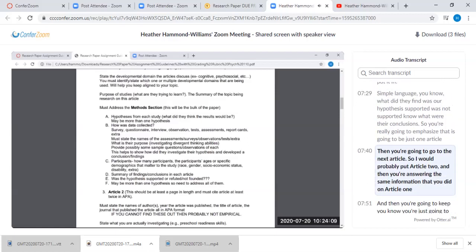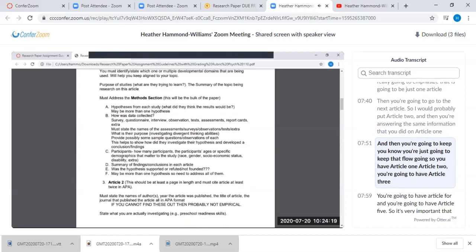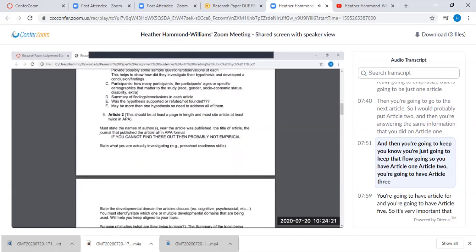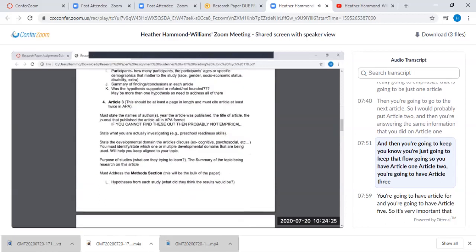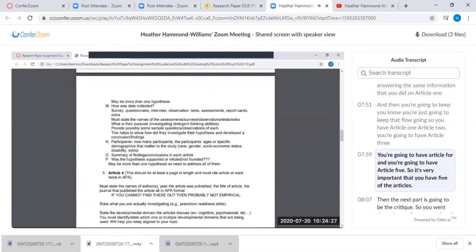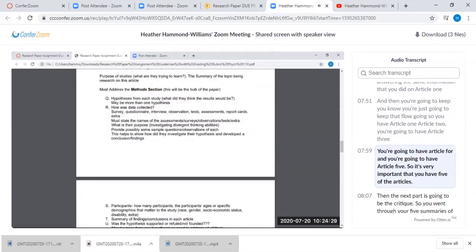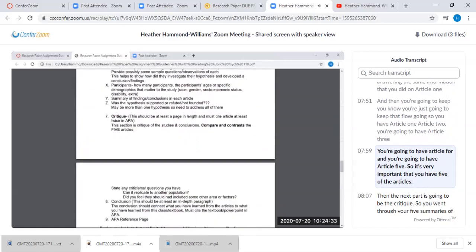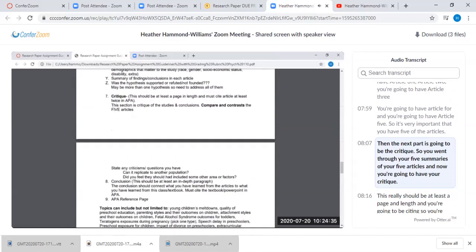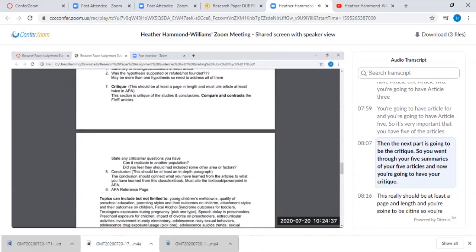Then you're going to go to the next article. So I would probably put article 2. And then you're answering the same information that you did on article 1. And then you're just going to keep that flow going. So you have article 1, article 2, you're going to have article 3, article 4, and article 5. So it's very important that you have 5 of the articles. Then the next part is going to be the critique.